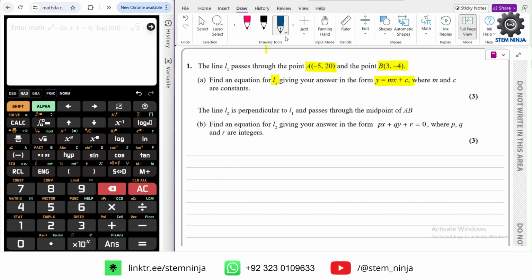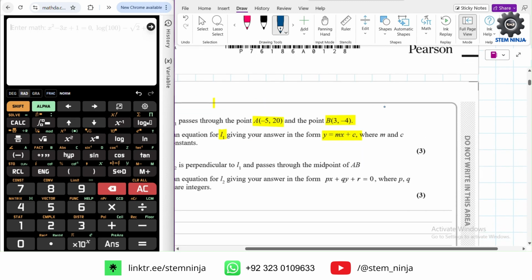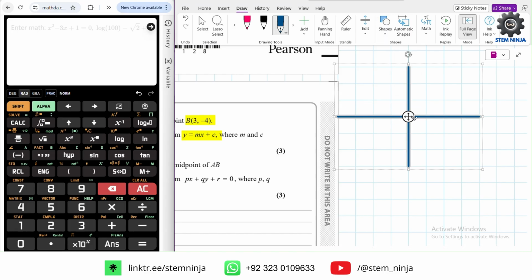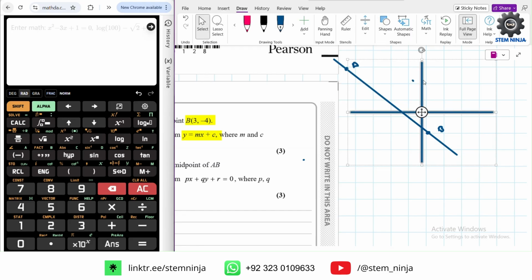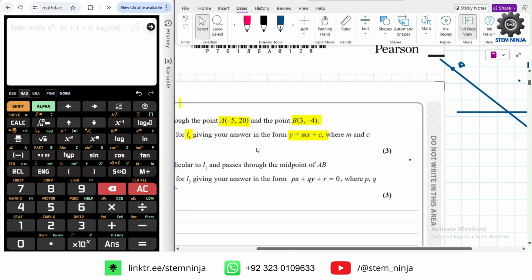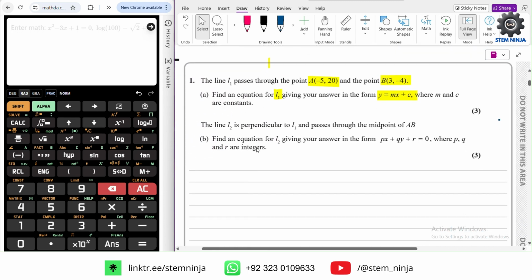Okay, so just to have a little bit of a picture of how they're arranged, you have (-5, 20) somewhere over here, (3, -4) somewhere over here. So basically this is the line that they are expecting us. So this is your A, this is your B. Oh, sorry, it's not going to be crossing the origin. It's going to be somewhat like this. Or the other way around, but just something. Now, find an equation for L1.